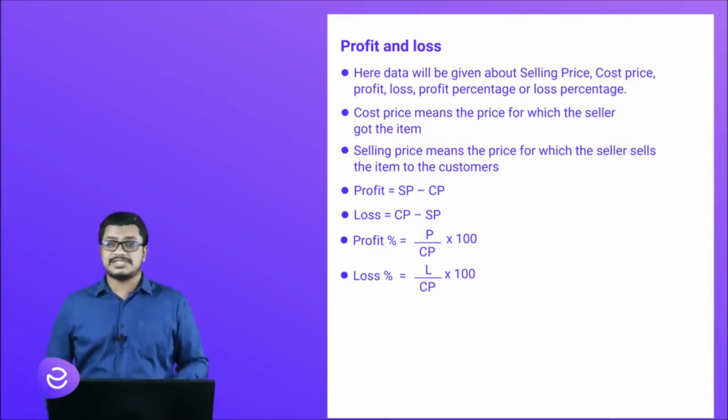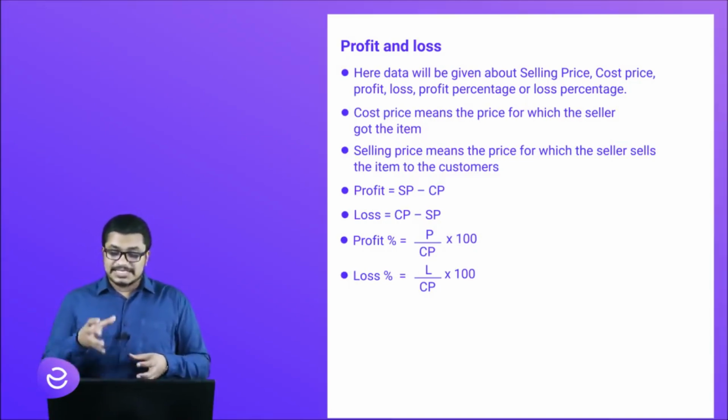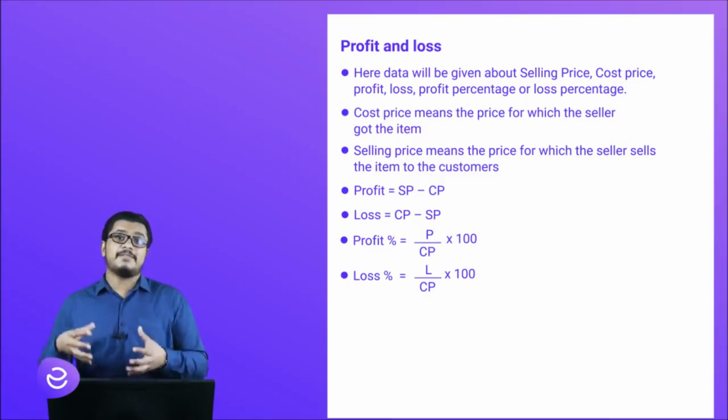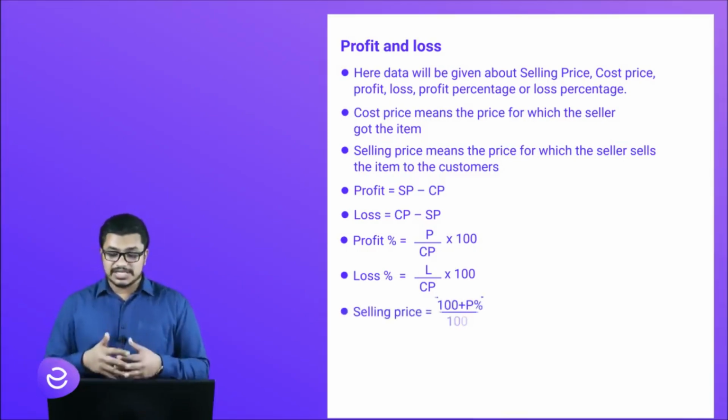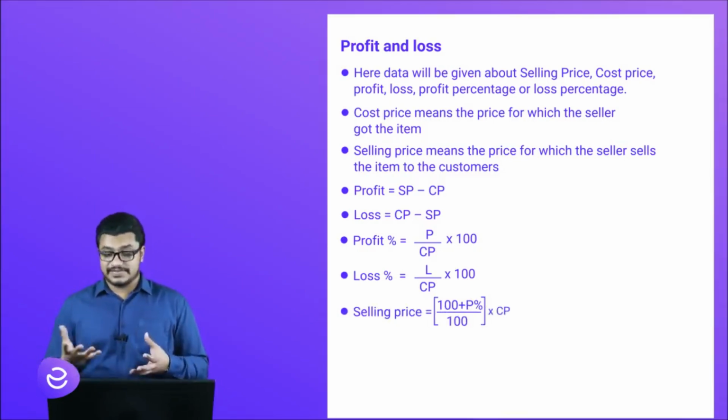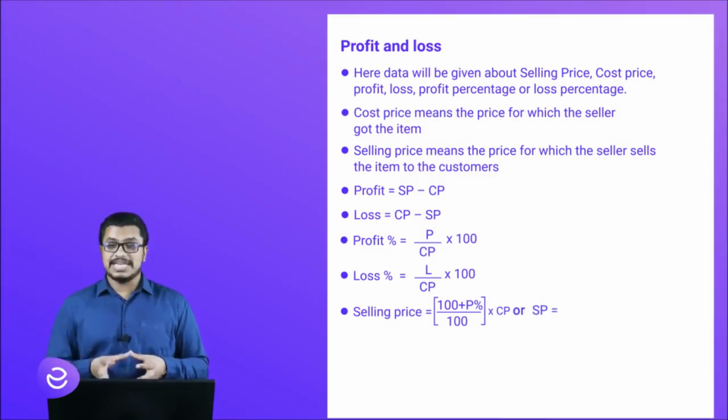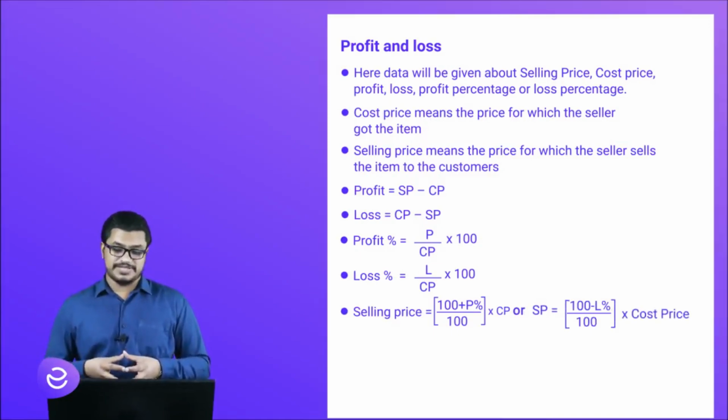Now there are two equations that you will have to keep in mind for finding out the selling price if the profit percentage or the loss percentage is given. Selling price equals 100 plus profit percentage divided by 100 into cost price, or if it's a loss that is given, selling price equals 100 minus loss percentage divided by 100 into cost price.